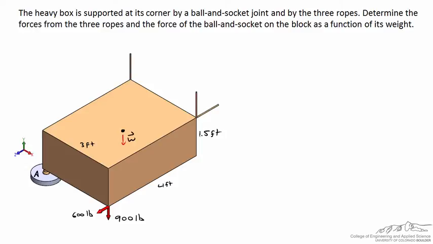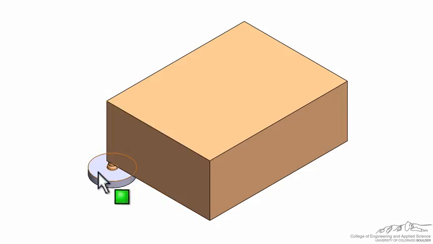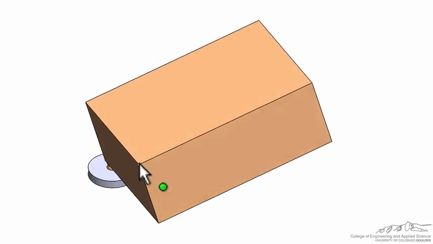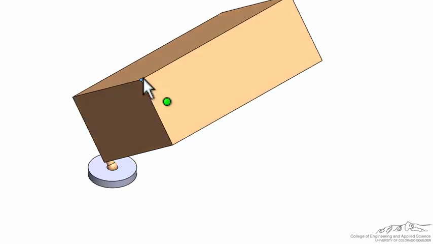Let's call the ball and socket joint point A. We'll call this rope BD. This rope we'll call CE, and this rope we'll call CF. This is a demonstration of what a ball and socket joint actually does. It simply prevents movement in the X, Y, and Z directions, but it doesn't provide a moment in either of those directions. So it does allow rotation about all 3 axes.